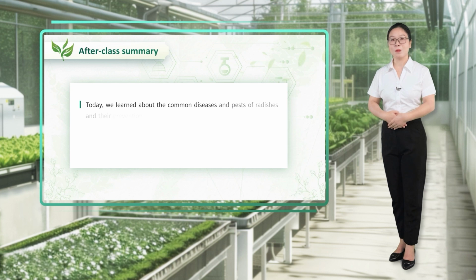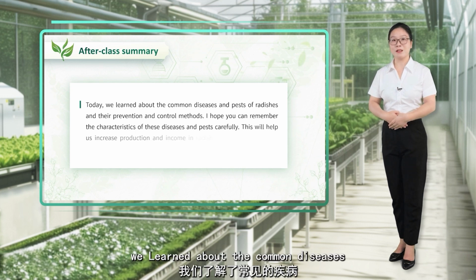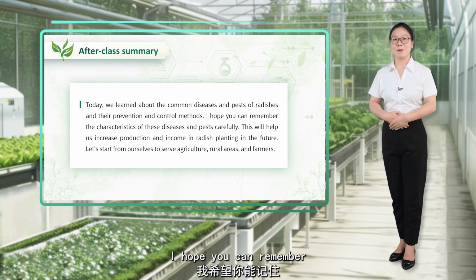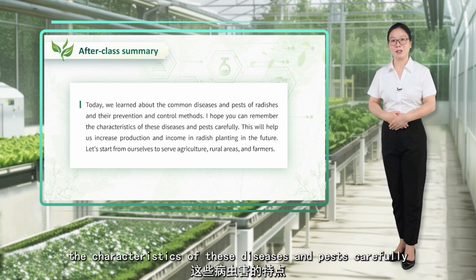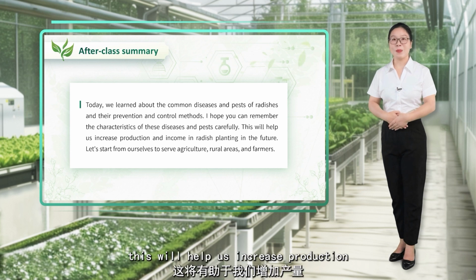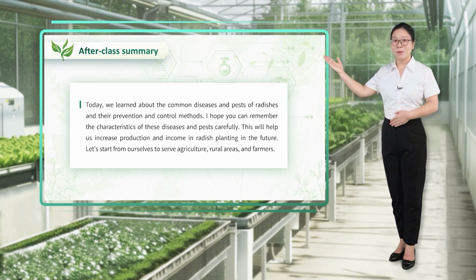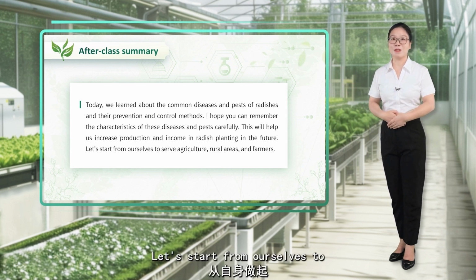Today, we learned about the common diseases and pests of radishes and their prevention and control methods. I hope you can remember the characteristics of these diseases and pests carefully. This will help us increase production and income in radish planting in the future. Let us start from ourselves to serve agriculture, rural areas, and farmers.